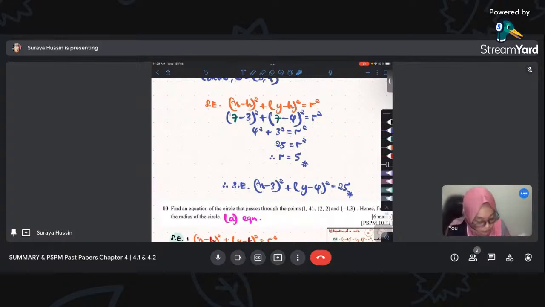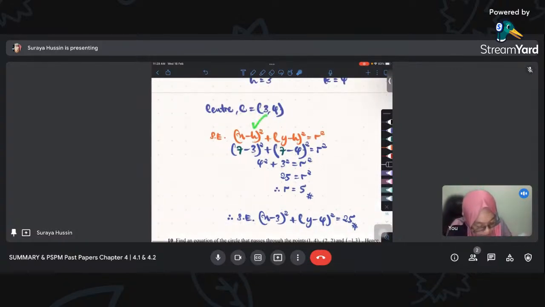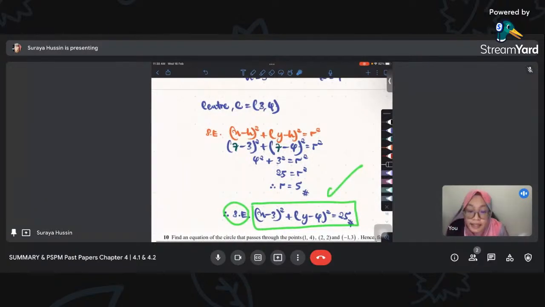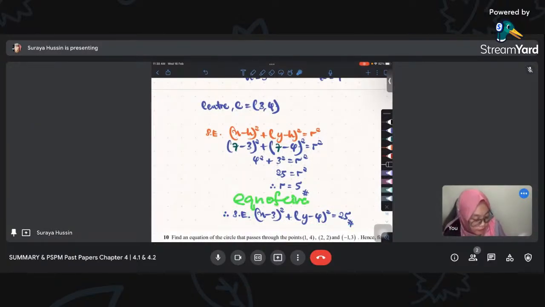So all you have to do, masukkan je H dan K. Masukkan sahaja any point. So now I put point B, and then I got the number 5, the radius. And so my standard equation is this one. Ta-da! I have finally found my standard equation of circle successfully.